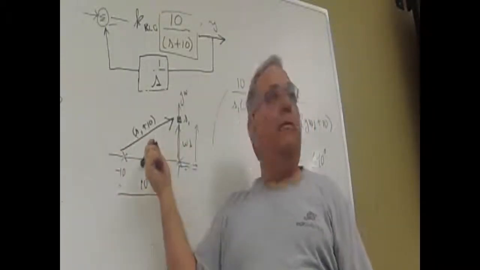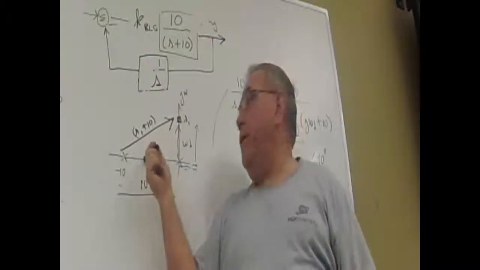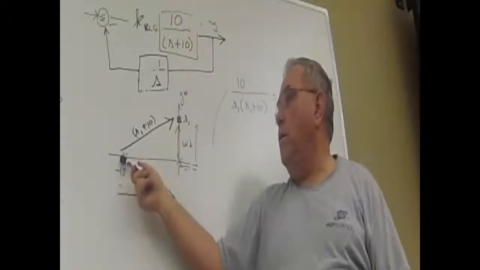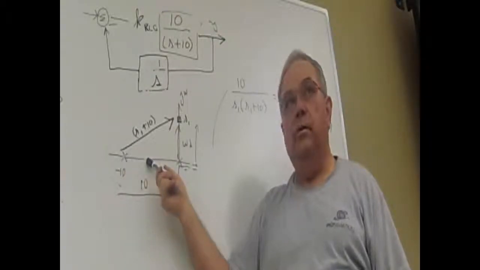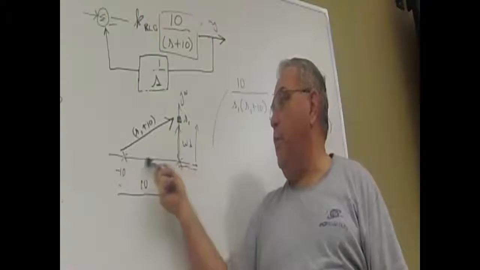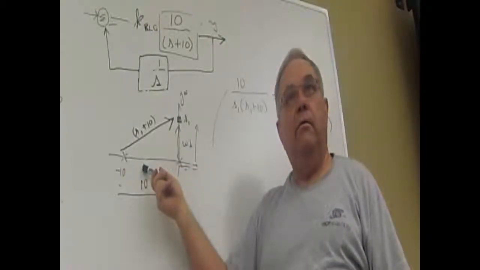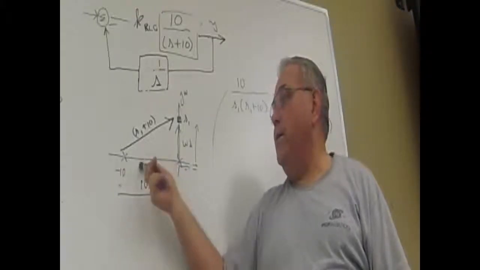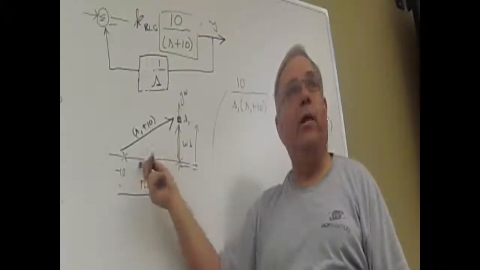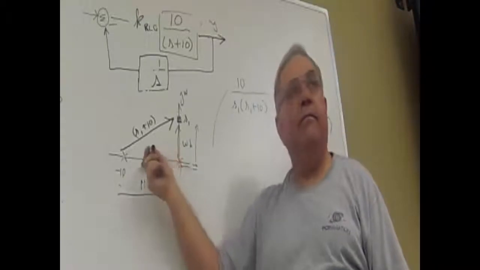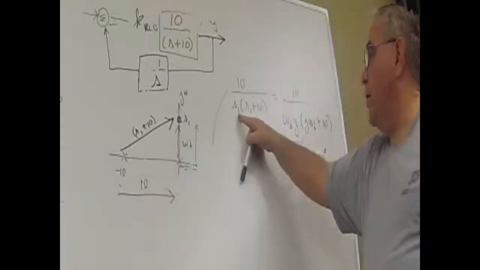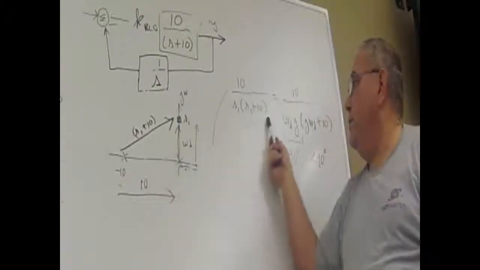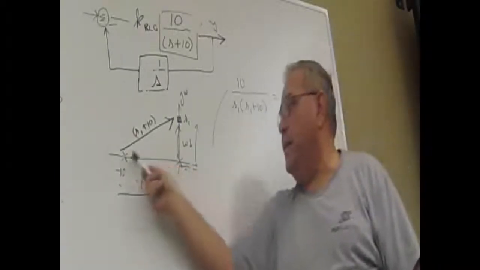But what if I pick it here? If I pick my trial point here, then from this pole, I get an angle of 0. And if I draw the phasor from this pole, I get an angle of 180. Bingo! So any point on this part of the real axis that I pick, any S1 that's drawn to that point is going to be minus 180. Any phasor S1 plus 10 from the 10 is going to be.